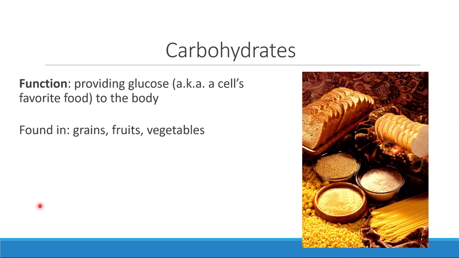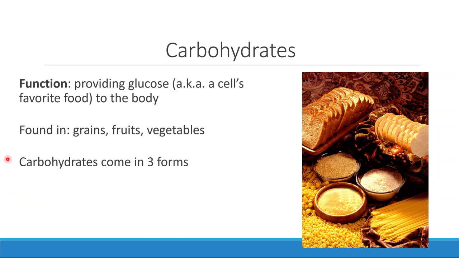We find carbohydrates in all of the things that they tell you to cut when you're doing a low-carb diet. So it's found in grains, we find them in fruits and vegetables, naturally occurring, but big picture, their job is to end up as glucose in our body.